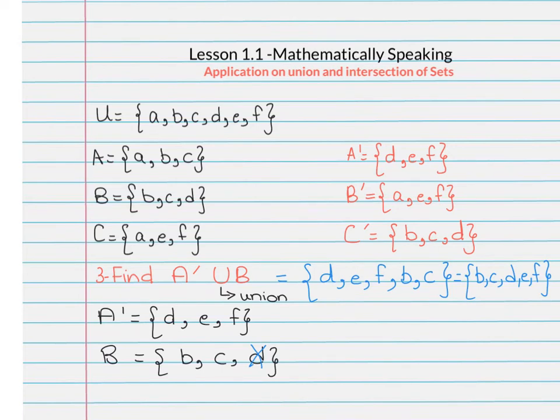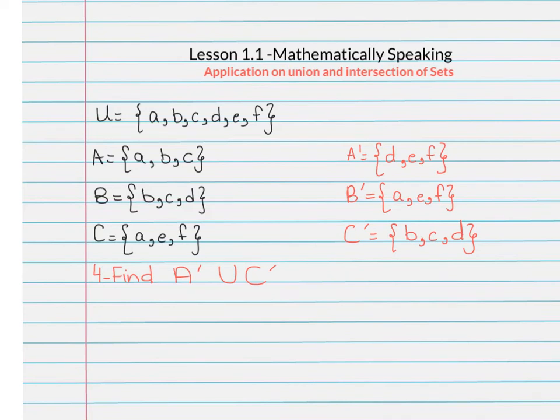That doesn't mean if you wrote it without any order, it's wrong, because sets do not need order. Question number 4, find the union between A prime and C prime. We are going to write both sets under each other. Now we're going to eliminate any common elements in order to avoid writing them twice. The common element is D. We are going to write it only one time, and the answer would be A prime union C prime.